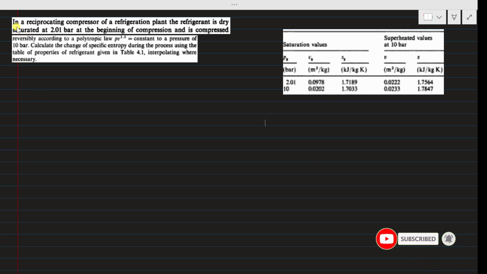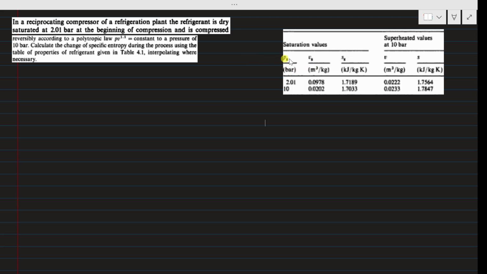Here is the statement. In a reciprocating compressor of a refrigeration plant, the refrigerant is dry saturated at 2.01 bar at the beginning of the compression. It means it's a state point P1, and it is compressed reversibly according to the polytropic law PV^1.1 = constant to a pressure of 10 bar. Calculate the change of specific entropy during the process using the table of properties of the refrigerant given in Table 4.1, and plotting where necessary.